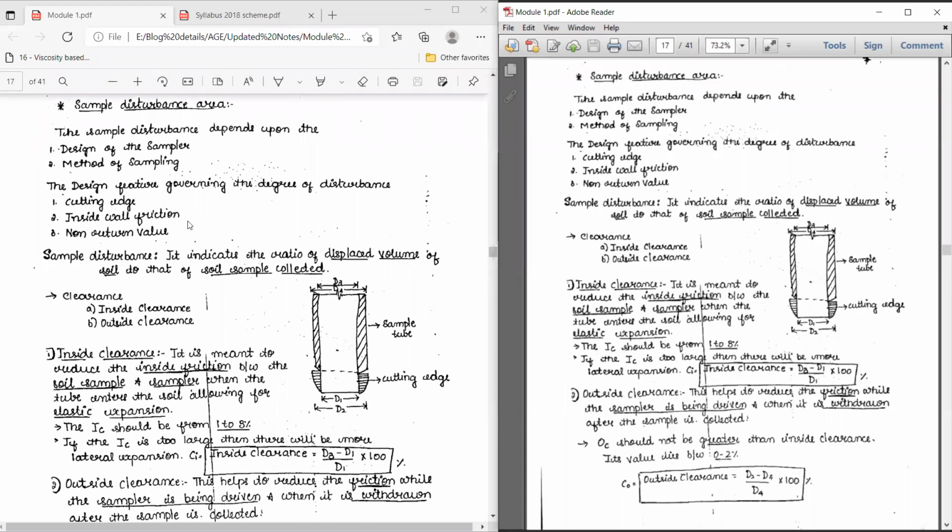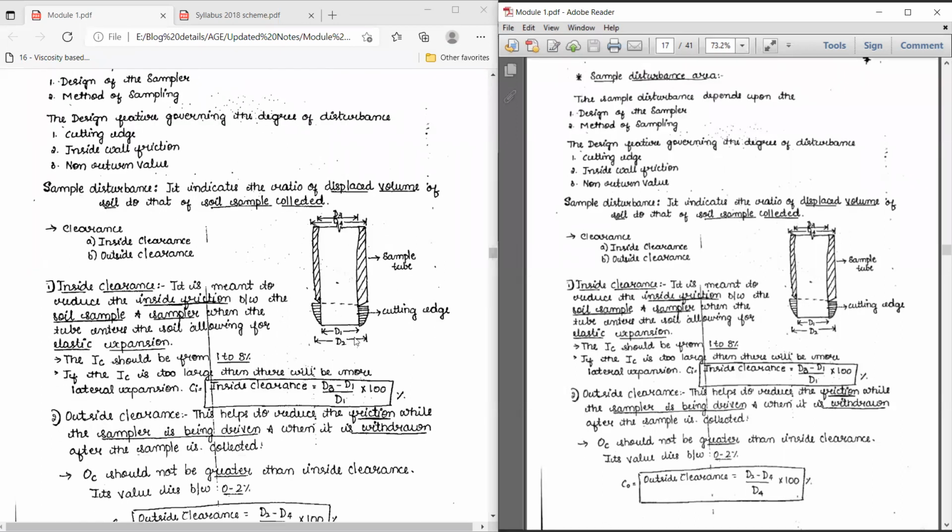Okay, before going to the problem, let us see the formulas we are using in order to calculate that sample disturbance. Let us assume this is the sampler we are using for the extraction of the soil sample. In this sampler, let us take the values like this. So in the top portion, in the sample tube, let us consider outside diameter as D4 and inside diameter as D3. And in the cutting edge position, let us consider outside diameter as D2 and inside diameter as D1.